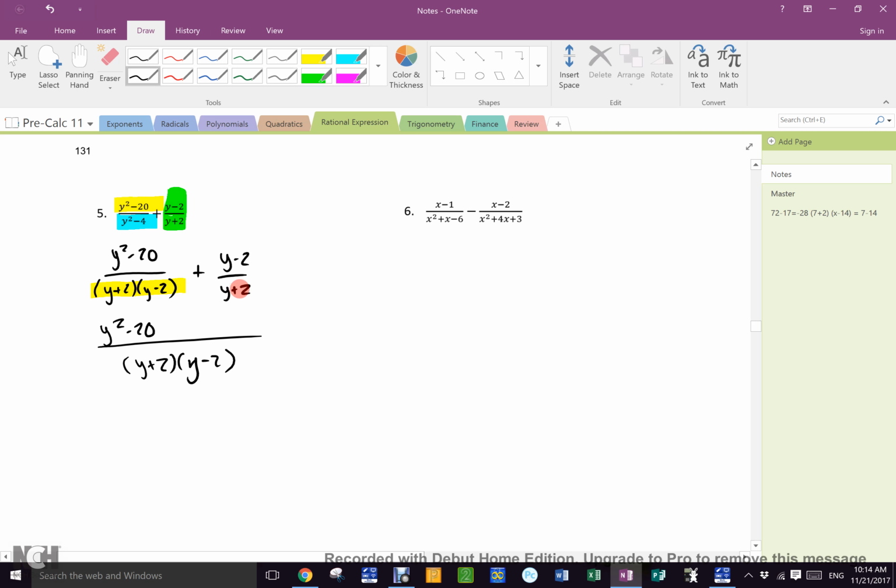So what do I need to make this denominator look like this? I got to multiply it by y minus 2, yes? If I multiply the denominator by y minus 2, what must I multiply the numerator by? Y minus 2 plus y squared minus 4y plus 4. Yes?